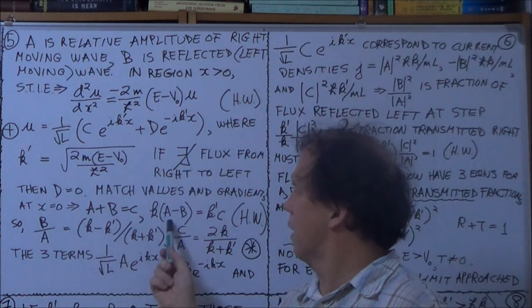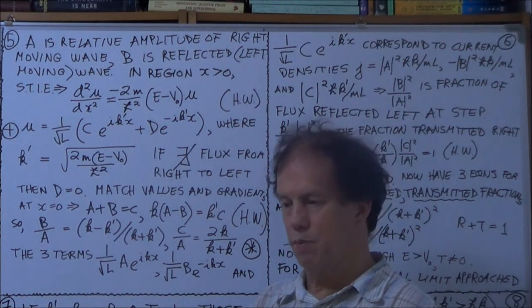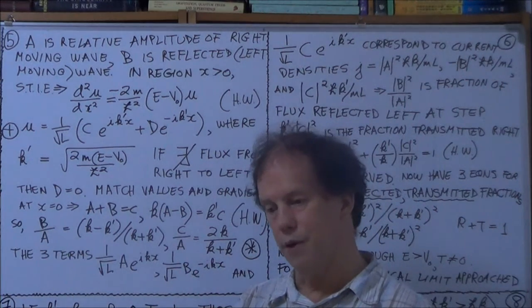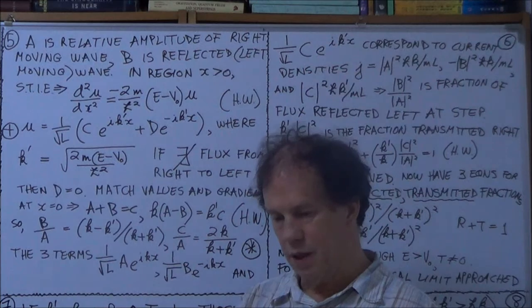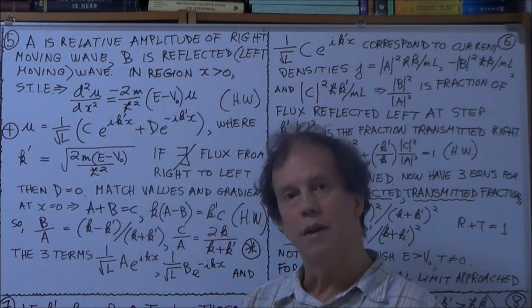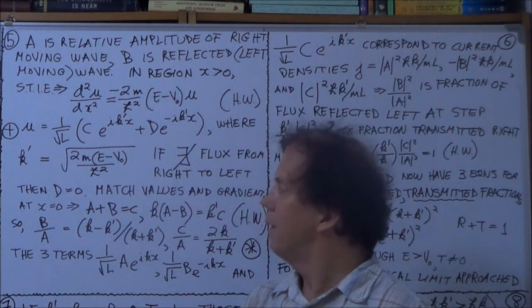Now, why are these interesting? Well, we'll square them in a moment, and then we'll interpret the square values as proportions of the wave. How do I put that? The flux, I guess, that gets bounced back and gets transmitted.